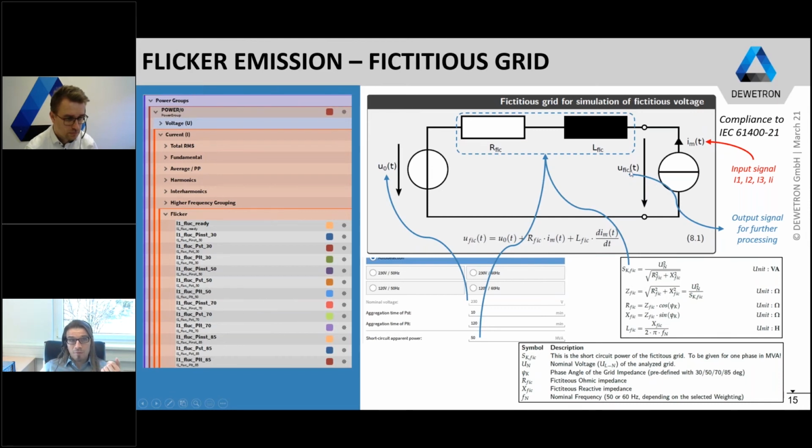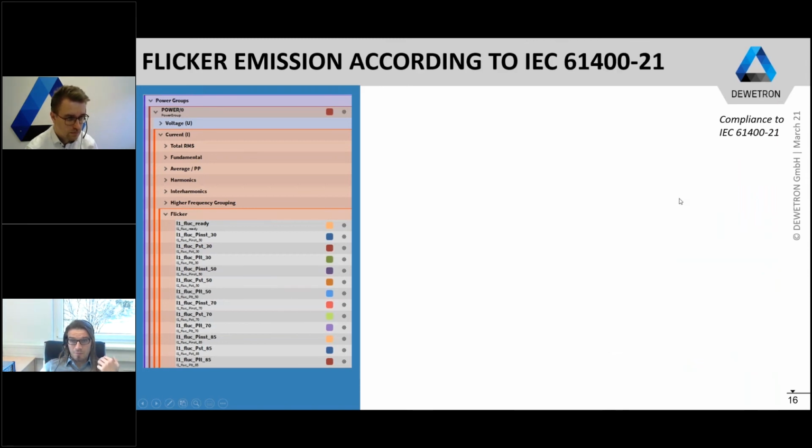The output value is the so-called U underline fig, and this is a fixture's voltage determined based on the input current and affected by these three parameters here. The next slide will show you what is done with these fixture's voltages.